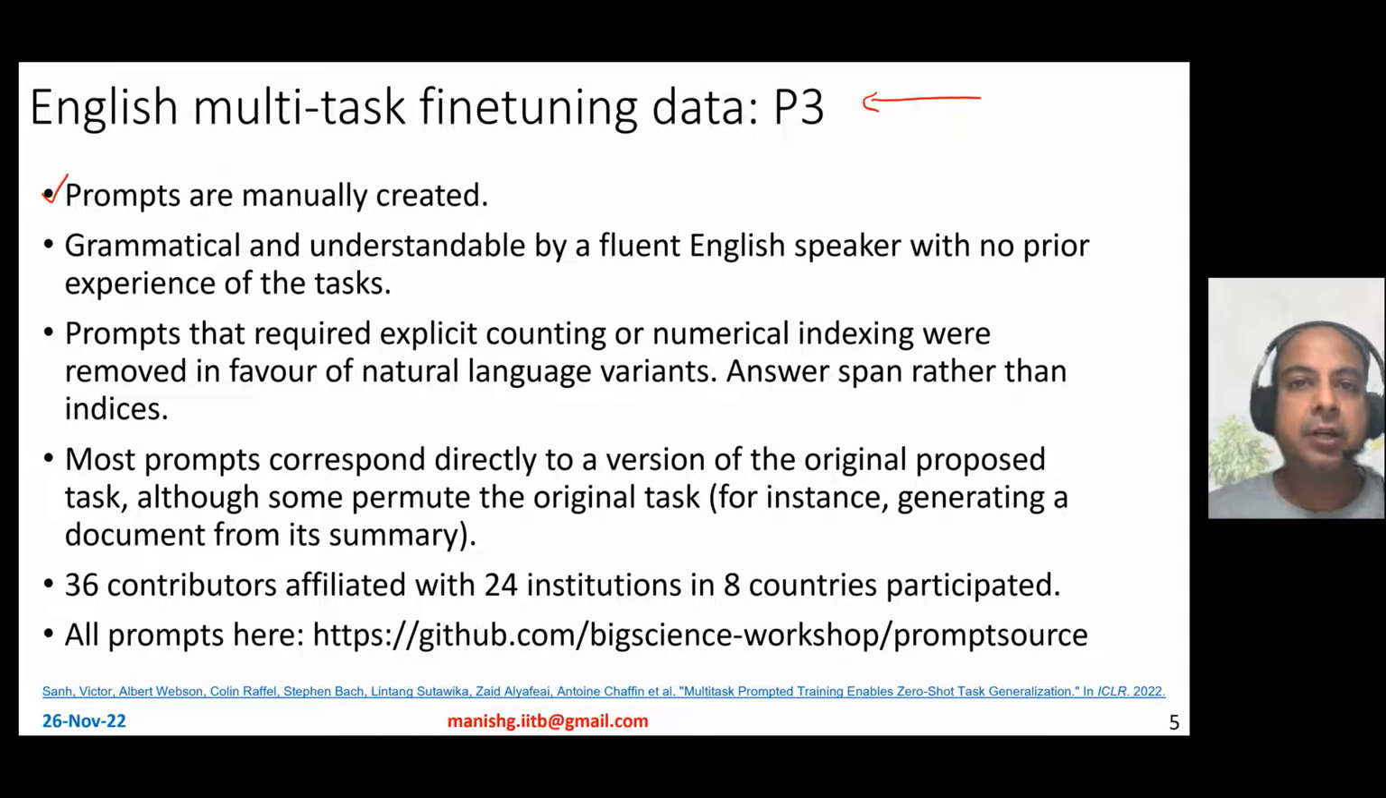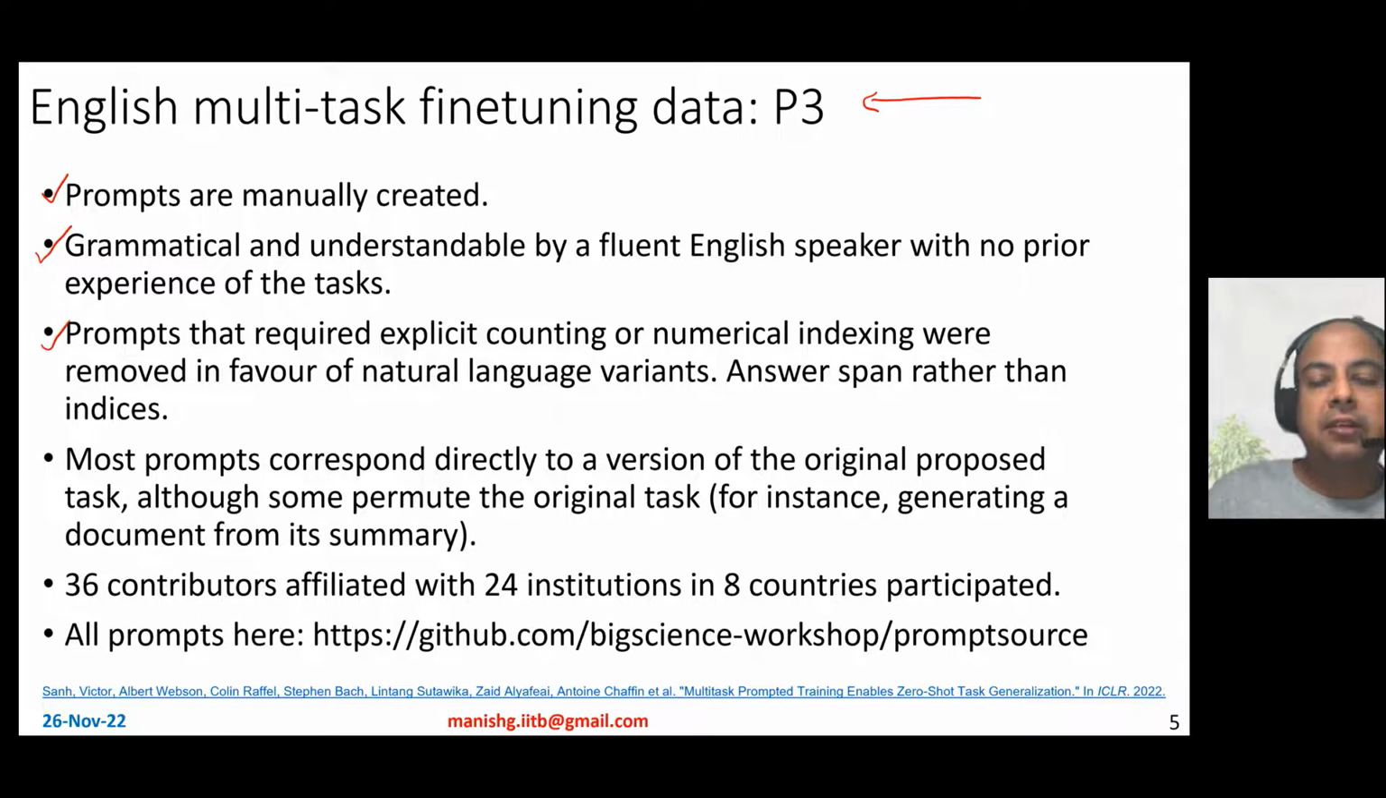While generating these prompts, the labelers were asked to generate prompts which are grammatically correct and understandable by a fluent English speaker with no prior experience of the task, right? So the speaker may not know about the task at all. Therefore, the prompts are not supposed to be designed as, hey, this is an NLI task. Here is the premise, here is the hypothesis, predict the label. No, not like that. It has to be much more human oriented from a non prior knowledge perspective, right?